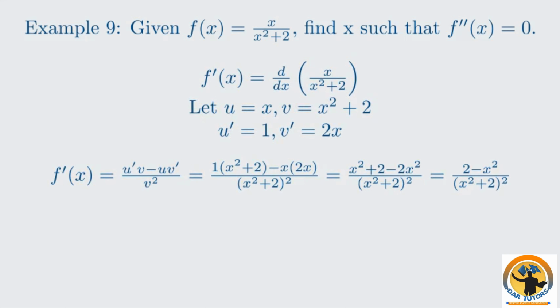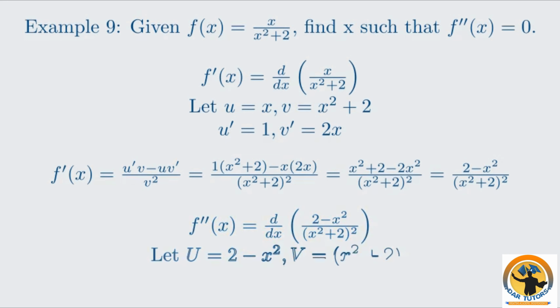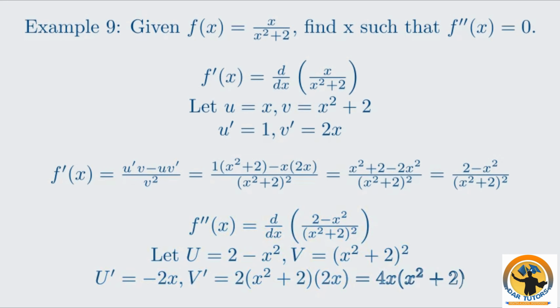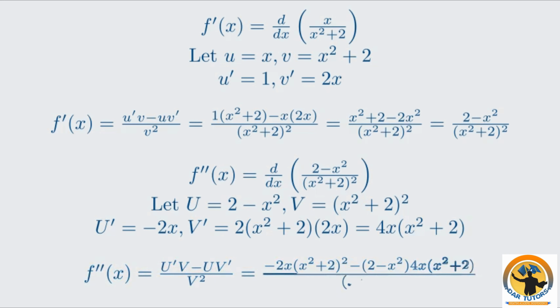Now we find the second derivative, f double prime of x, by differentiating f prime of x. This requires the quotient rule again. Let u equal 2 minus x squared and v equal x squared plus 2 squared. Then u prime is negative 2x and v prime is 4x times x squared plus 2. Applying the quotient rule, f double prime of x is negative 2x times x squared plus 2 plus 4x times x squared minus 2, all over x squared plus 2 to the power of 4.